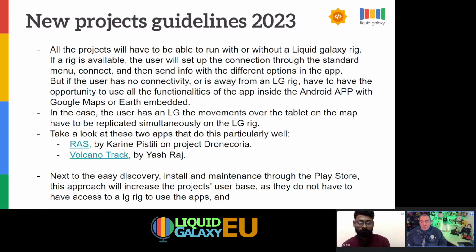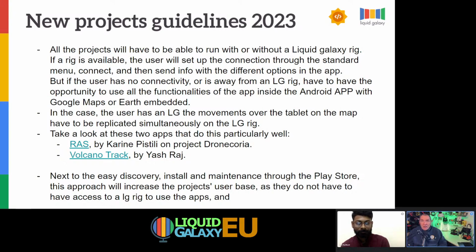If a rig is available, I mean, you have a cluster of computers that run Google Earth or Chromium, the user will set up the connection through the menu, the typical menu we have with Connect and so on, and then the information will be sent from the Android tablet to the rig. But if the user has no connectivity, or is away from a Liquid Galaxy rig, they have to have the opportunity to use exactly the same functionalities that you would run against a Liquid Galaxy.